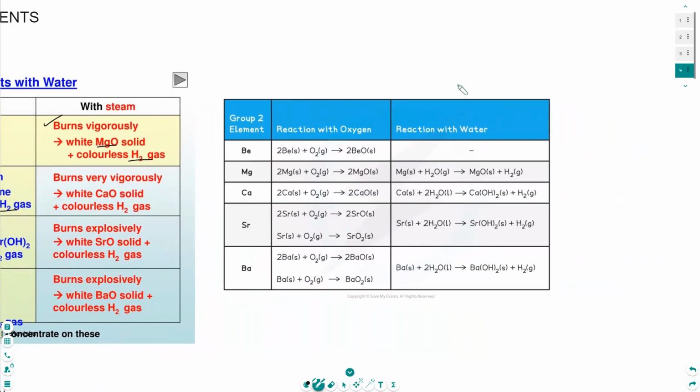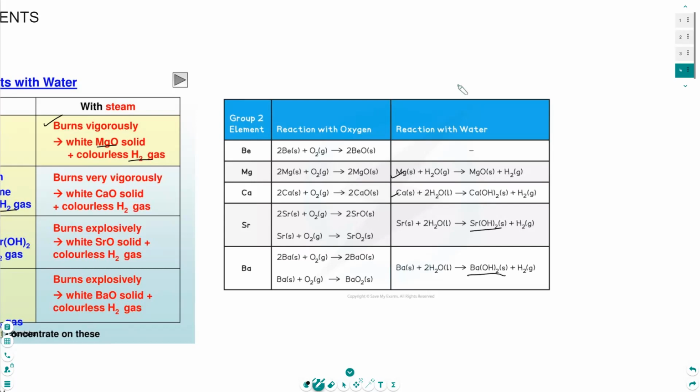So we see that magnesium has to react with water in the gaseous state, meaning that it has to be steam for it to form the magnesium oxide and the hydrogen gas. Calcium, on the other hand, can react with the liquid water, 2 moles of liquid water, to produce calcium hydroxide and hydrogen gas. Now, strontium does the same thing to produce strontium hydroxide and hydrogen gas. Barium does the same thing.